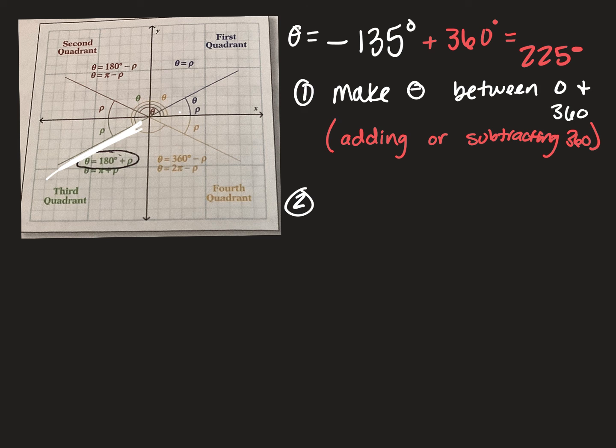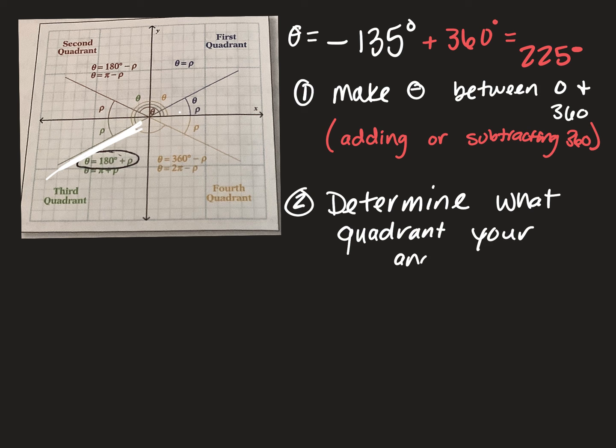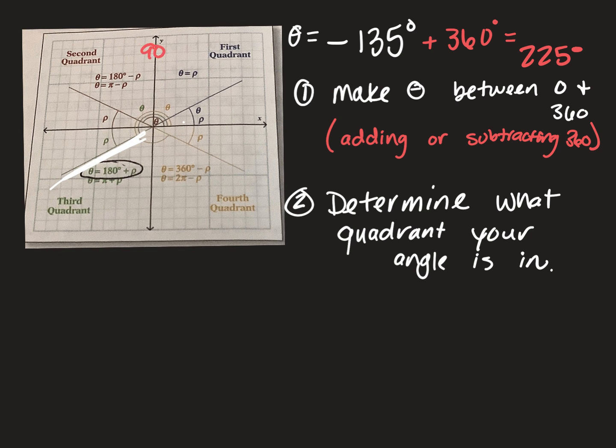Determine what quadrant your angle is in. Three. Up here is 90, 180, 270, 360. Since it's bigger than 180 but less than 270, that's going to put us here somewhere. So now that we know what quadrant our angle is in, which we said is quadrant 3, that tells you what formula to use.